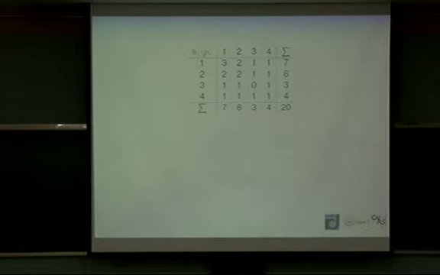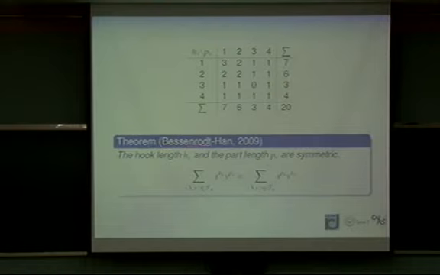In this case we call that hook length, path length, for n equals 4, is a symmetry. And recently, Han proved that the hook length and the path length are symmetric, like this. This theorem raised the natural question: finding the involutions on Fn that exchange hook length and path length.